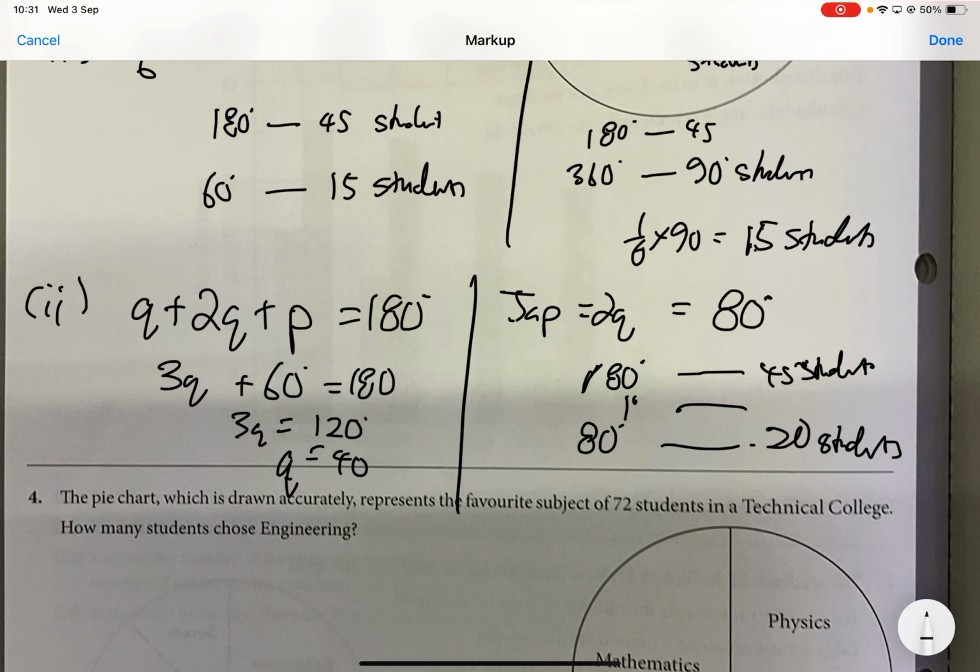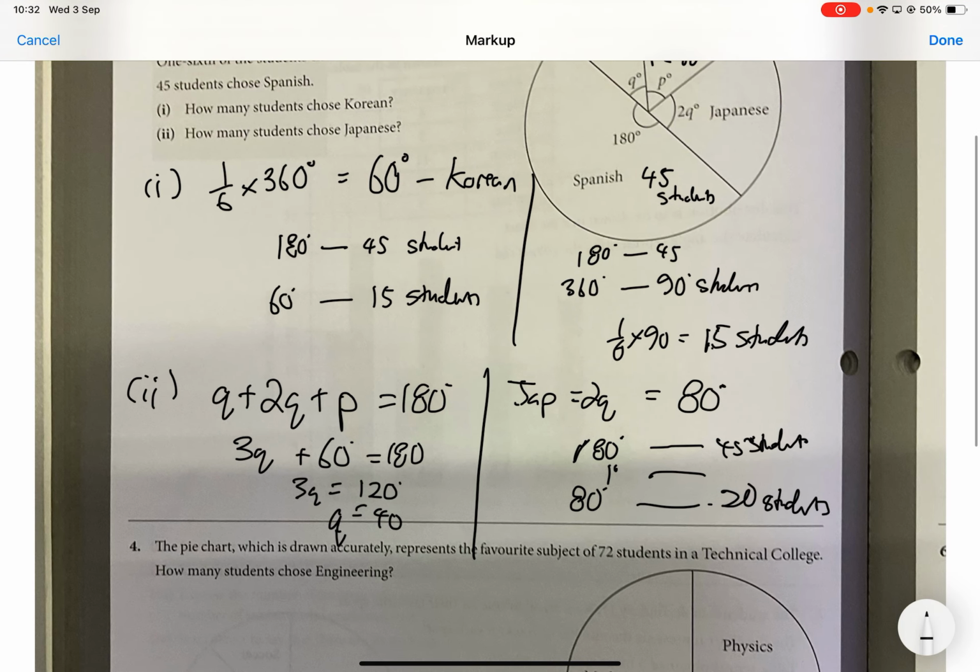Alright, try to catch up. Try to understand as much as possible. Then for the rest, go back and watch the video to catch up. But the most important thing is knowing the whole circle is 360 degrees. Then the whole circle also represents the total data, the total amount. Okay? Then we have to be able to link the total amount with 100% with 360 degrees.